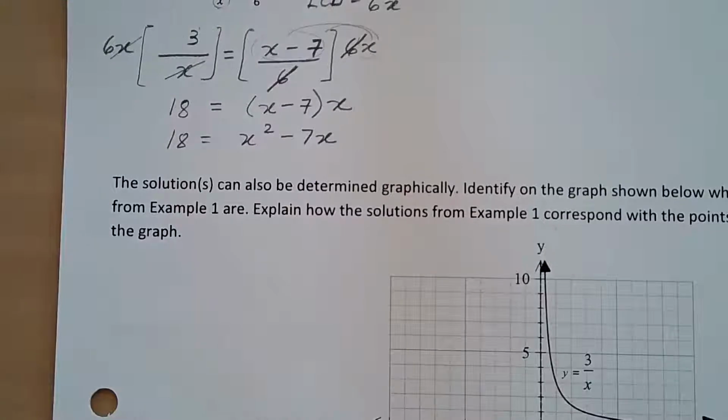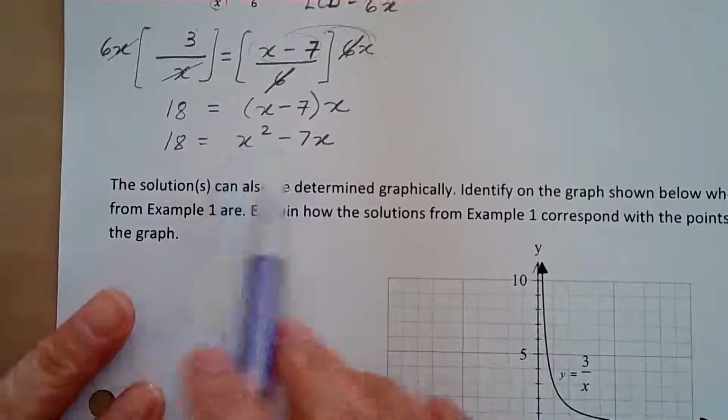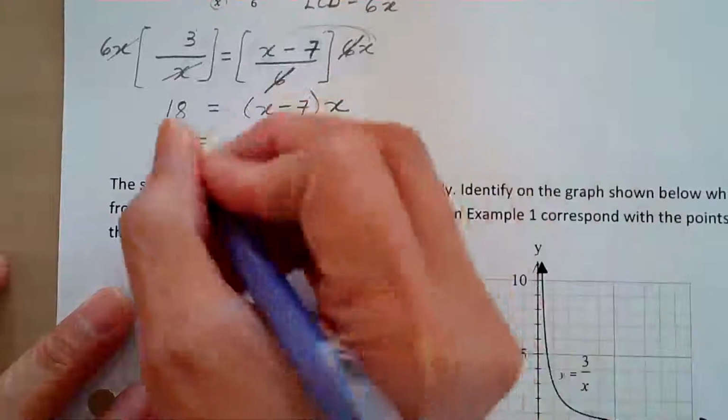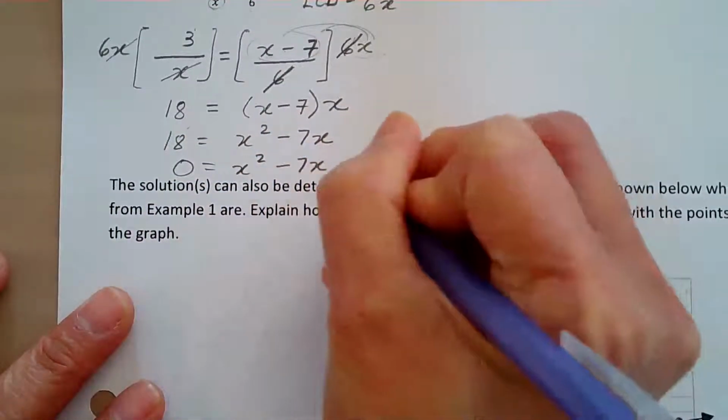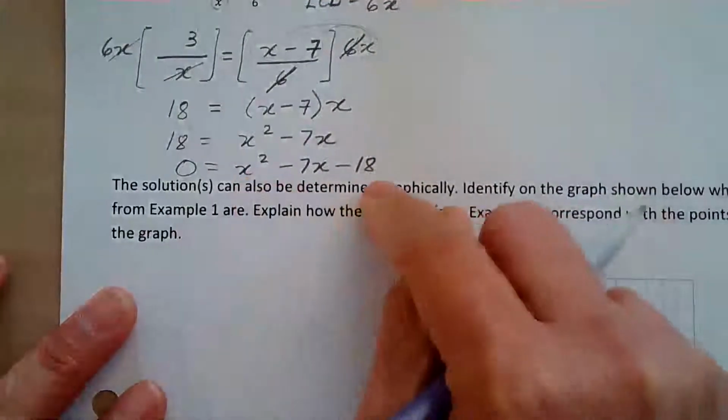So how do we deal with a quadratic equation? What we can do is factoring or completing the square. That's my least favorite one. Or, you're just stating all of the options, right? So factoring or the quadratic formula. So here we go. I'm going to bring this to the other side. So it becomes 0 equals x squared minus 7x minus 18.